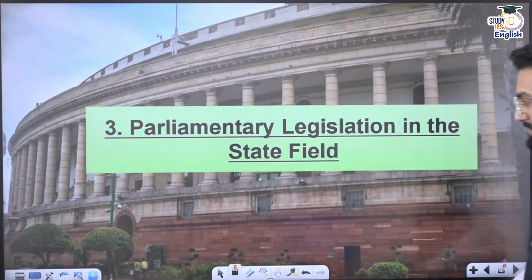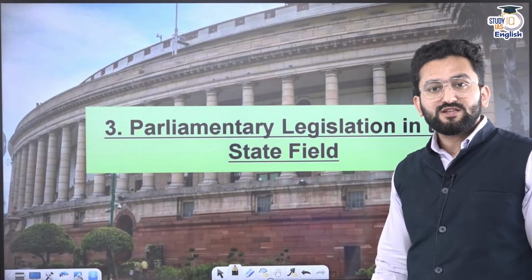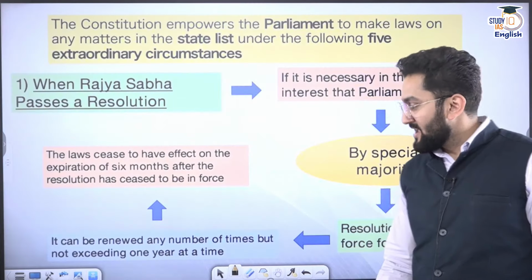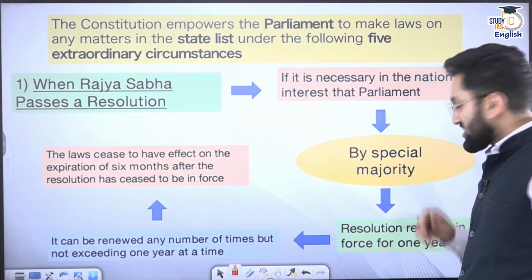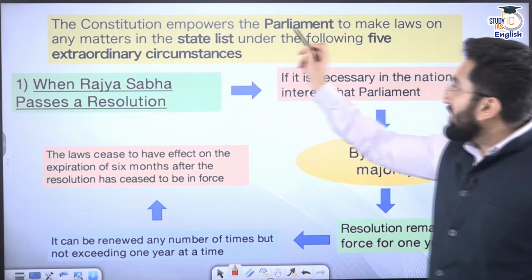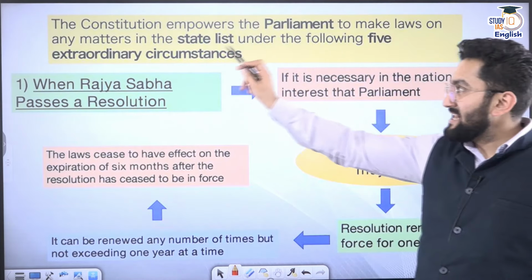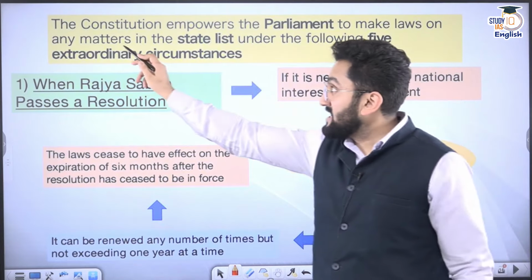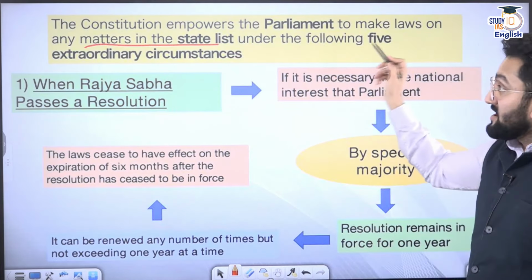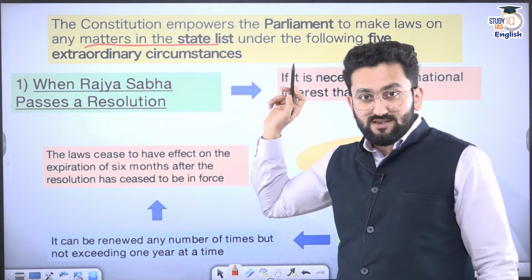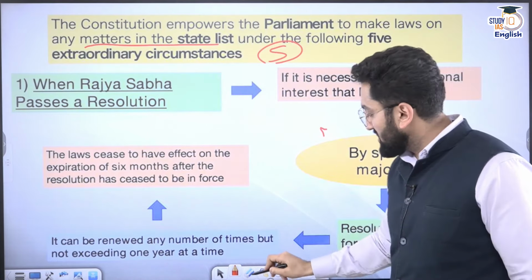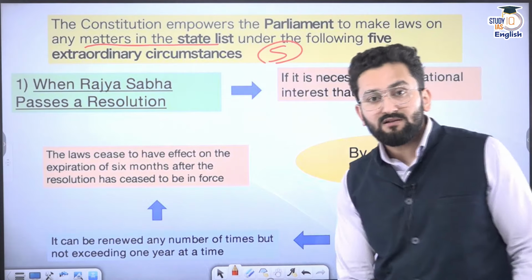So how can this happen? In this case, Rajya Sabha's role comes into being. Because Rajya Sabha represents state interest. It is considered so, at least. So the Constitution empowers the Parliament to make law on any matter in the State list. Please remember, any matter in the State list. But what is the condition? 5 extraordinary circumstances. In 5 extraordinary circumstances, please remember, Parliament can make law on any matter in the State list.